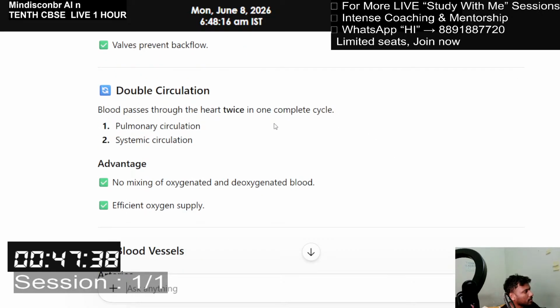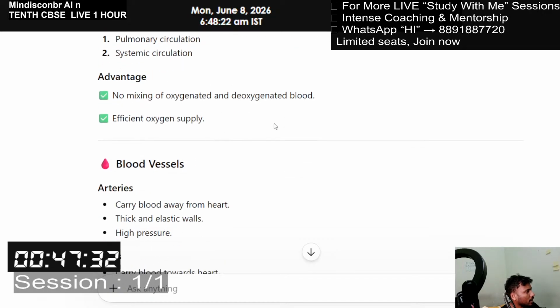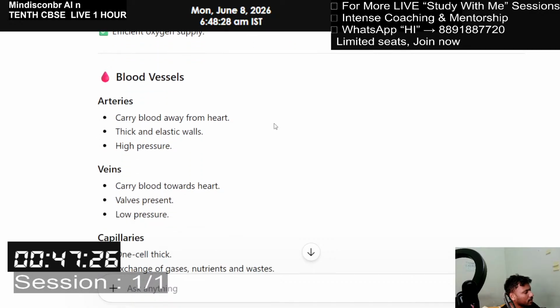Double circulation. Blood passes through the heart twice in one complete cycle: pulmonary circulation and systemic circulation. Advantage: no mixing of oxygenated and deoxygenated blood occurs. Efficient oxygen supply. Blood vessels.